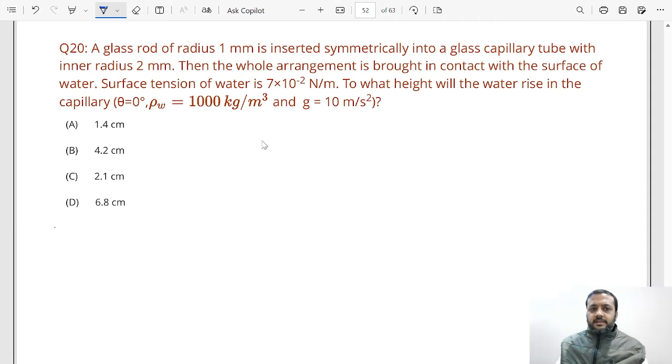So in this question, basically there is a glass rod of radius 1 mm which is inserted symmetrically into a glass capillary of radius 2 mm. So as of now, let's call this value as r.